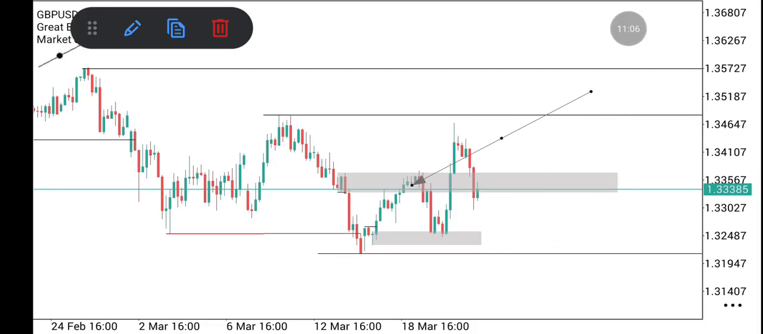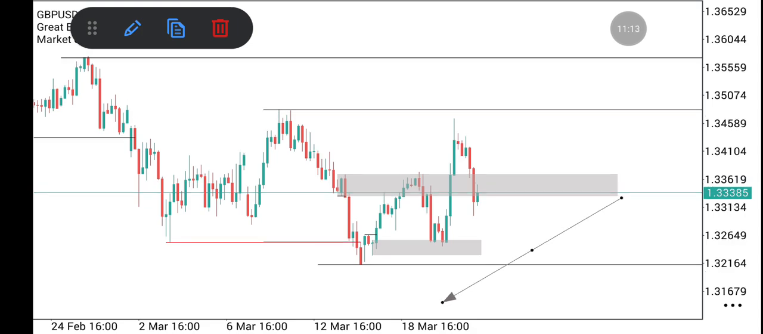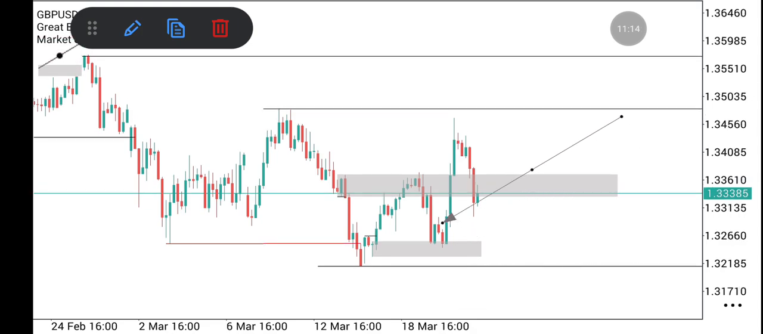We expect this push here to cause a break of structure to signal a continuation of the bearish trend. But what we have here, we had a failure to continue the signal. We had a failure to continue the bearish move. What happened here?